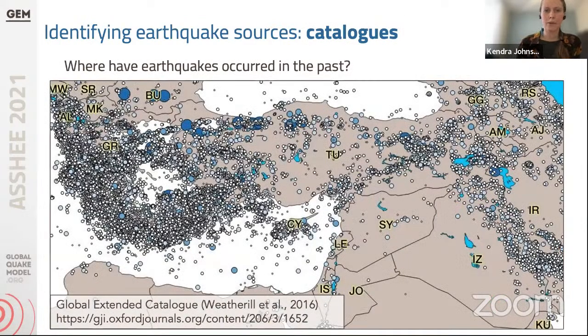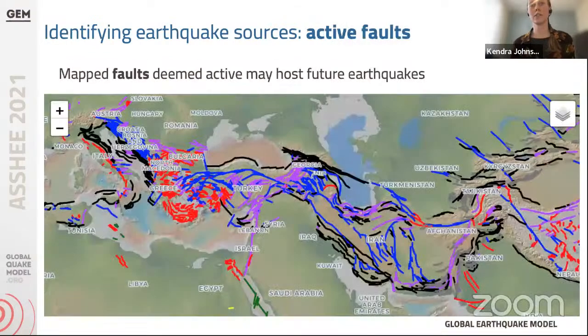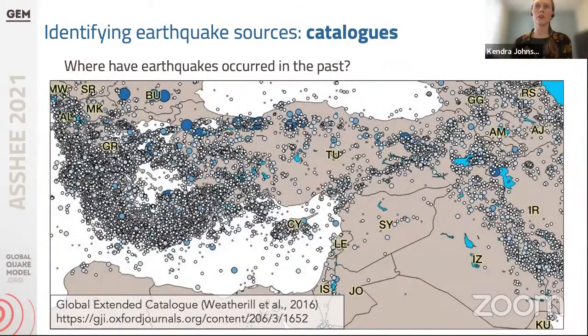So the second data type that we can use is seismicity. So we're actually looking at where earthquakes have occurred in the past and using that as a guide to understand where they might occur in the future. And so here I've shown the ASSHEE GM extended catalog for Turkey and the surrounding areas. And each of these dots is a single earthquake. And so we can see that to the west, there's a lot more seismicity occurring than to the south, for example. And so we can kind of use this as a guide to understand where we can expect future earthquakes to occur.